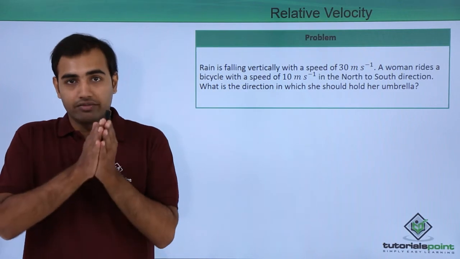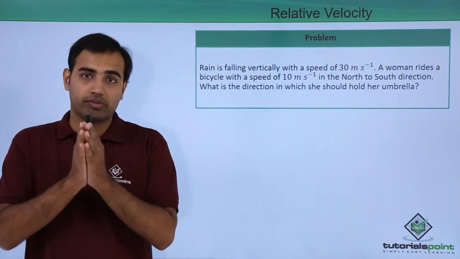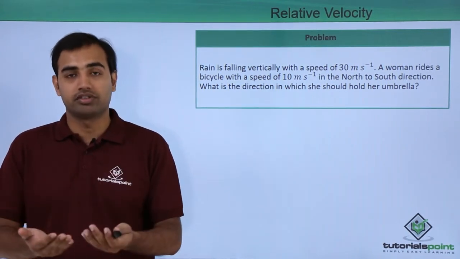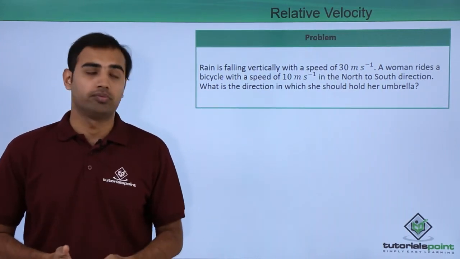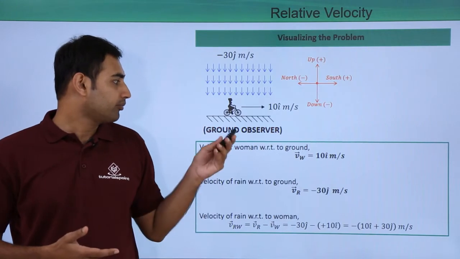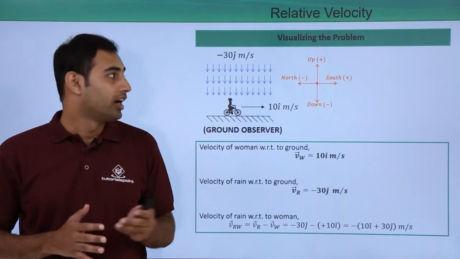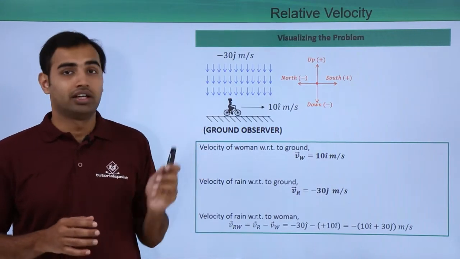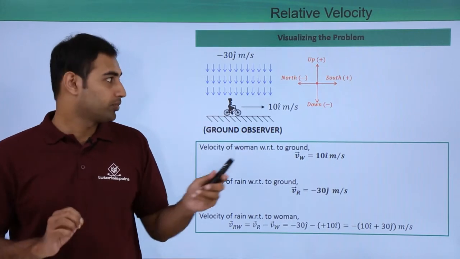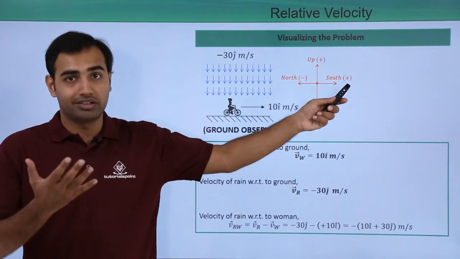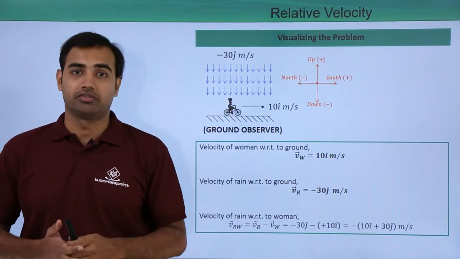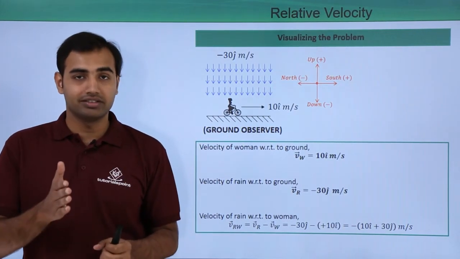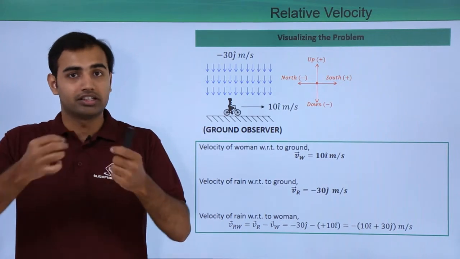First of all, we'll try and visualize how the entire motion looks from a ground frame, when we are ground observers. Then we'll move into the frame of the woman and again visualize the problem. So over here, first of all, we are the ground observers and the rain is falling vertically down. The sign convention that we have chosen for this problem is south direction is positive, north is negative, up is positive and down is negative. So all the vectors in these directions will be given the respective signs.